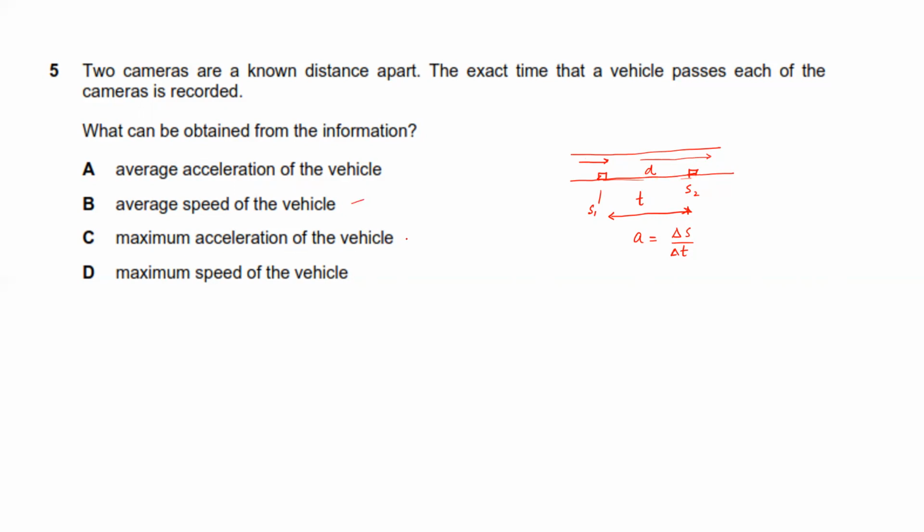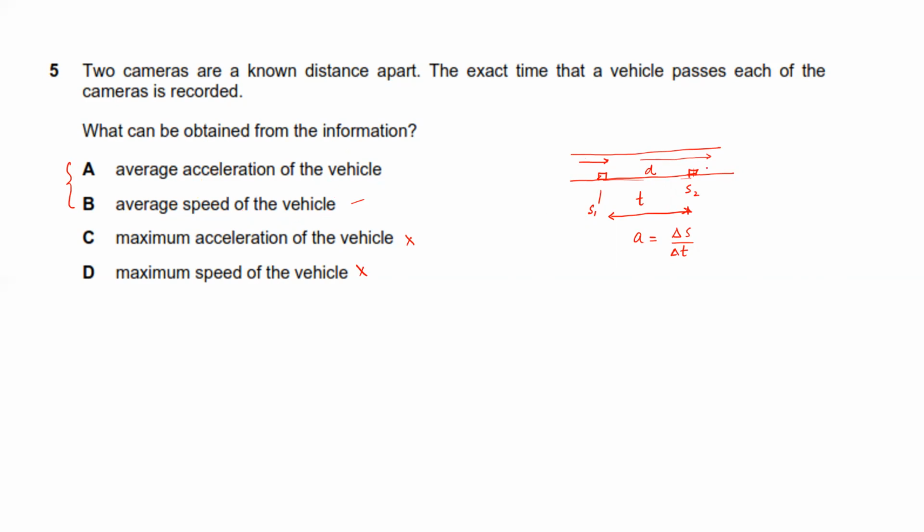Then maximum acceleration of the vehicle, no, this is not possible. The vehicle may accelerate and then decelerate at this point. The camera is only measuring the speed at that instant. The maximum speed of the vehicle, no, again, the vehicle may increase its speed in between. And so there is a confusion, or a selection which we have to make between the average acceleration of the vehicle and the average speed of the vehicle.